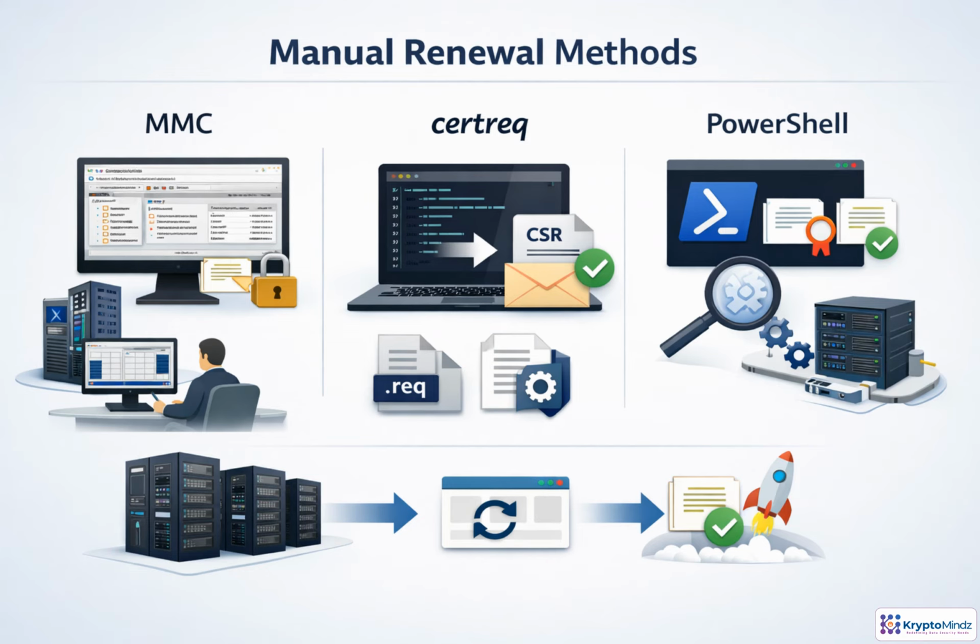Manual renewal is about control and visibility. Start by locating the existing certificate and confirming its expiration date and template. Then choose your tool. MMC works well for straightforward renewals from the local store. Certreq is better for scripted or advanced requests, and PowerShell helps you inspect stores and automate parts of the workflow. After renewal, bind the new certificate to the service, restart if needed, and validate connectivity.